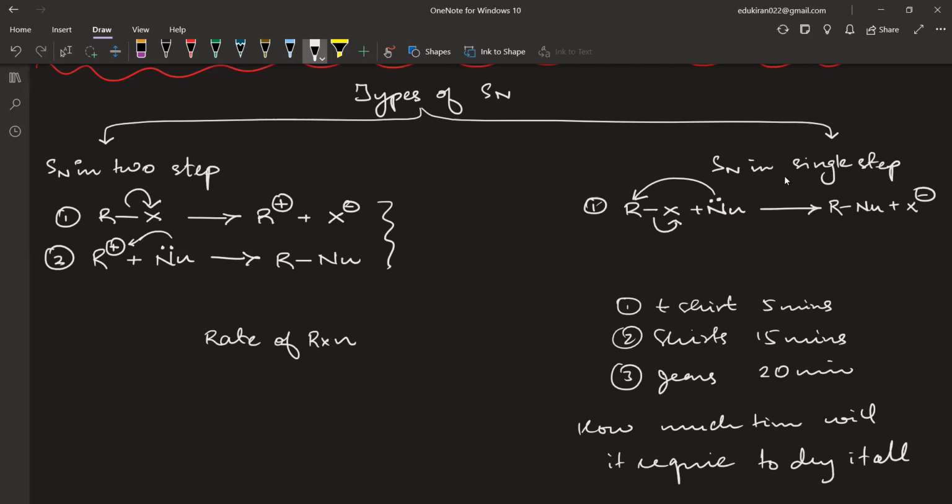Tell me in chat now, how much time will it require? If you want to dry all of them, you have washed them and then you went out, you had put the T-shirt, then the shirt and jeans. Right? How much time will it take? Okay, Krishna. Okay, Hamza. Waiting for Hiba, Atif, Zaid. How much time will it take to dry? Tell me. Okay, Atif. Okay, Zaid. Waiting for Hiba.